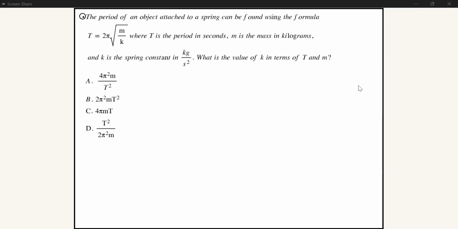And first, we'll divide by 2 pi. So we'll get T over 2 pi equals root m over k. We want to isolate for the k, so we're going to square in a second. So step 2, I'll write out what we're doing. Square.